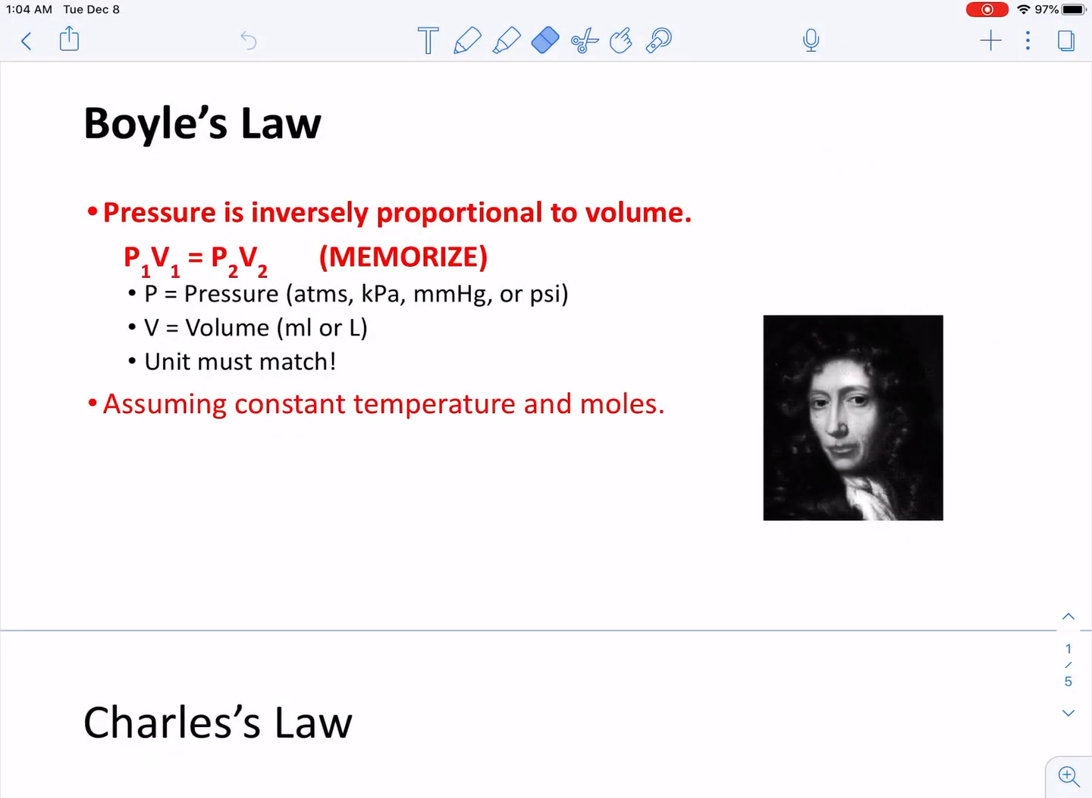Hey, Sci2 kiddos. I'm going to use these slides to quickly review Charles' law. I know it's weird, you're like, then why is Boyle's law on the screen? But just as a reminder, we have now covered Boyle's law.